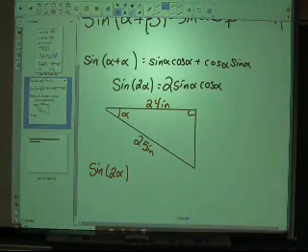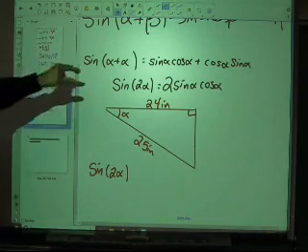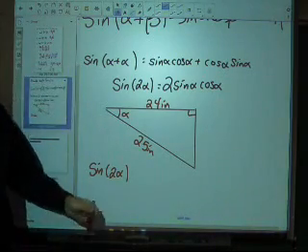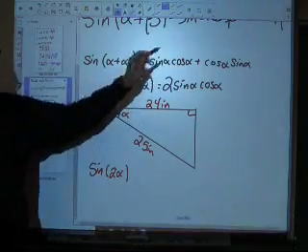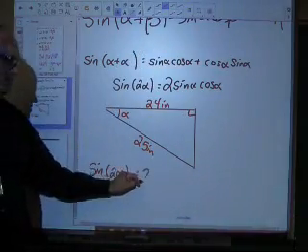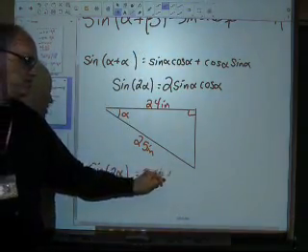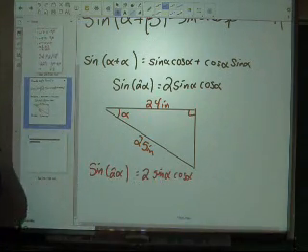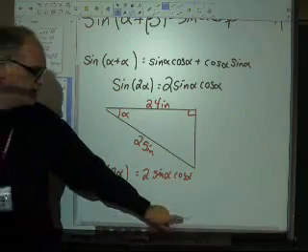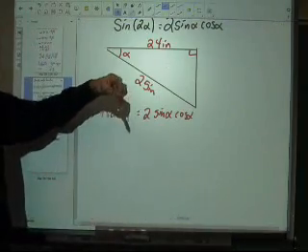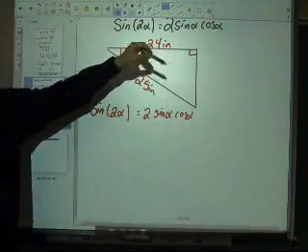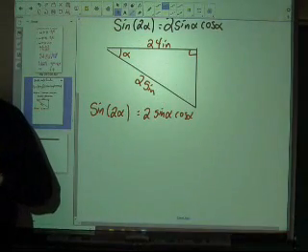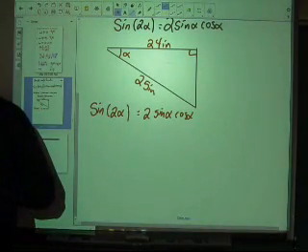Well, according to what we just showed, the sine of 2 alpha is equal to what? 2 sine alpha, cosine alpha. So here's my question. Can I write a relationship right now for the sine of alpha, which is on this triangle, just as it's written? Can I write that relationship?